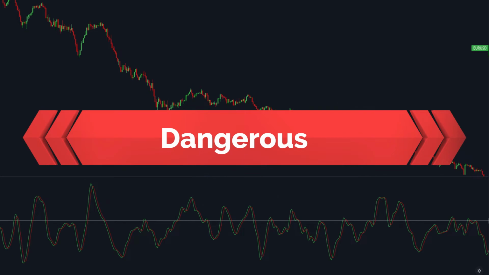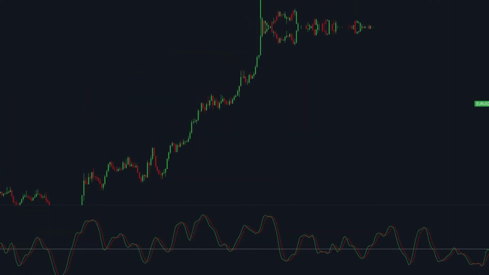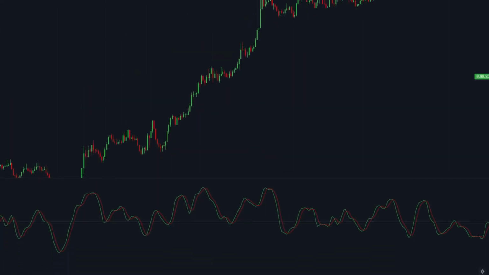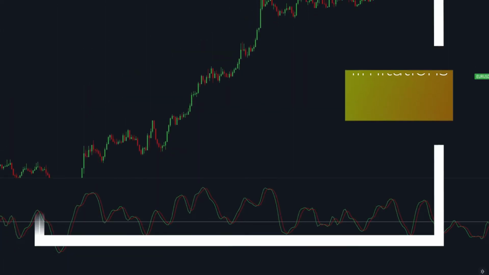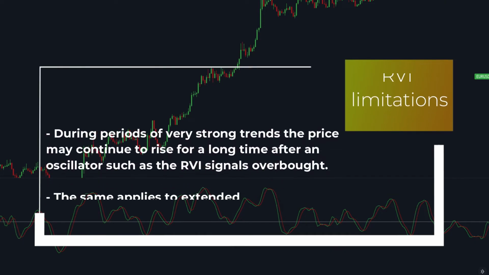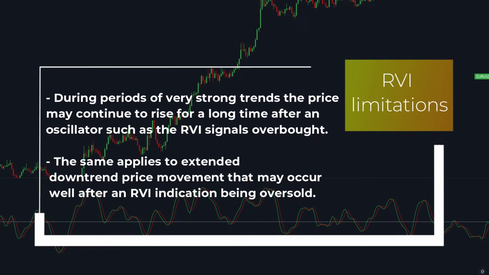This can be dangerous, because RVI doesn't show oversold or overbought conditions. Rather, it shows momentum and measures the strength of a trend. Traders should keep in mind that during periods of very strong trends, the price may continue to rise for a long time after an oscillator such as the RVI signals overbought. The same applies to extended downtrend price movement that may occur well after an RVI indication of being oversold.